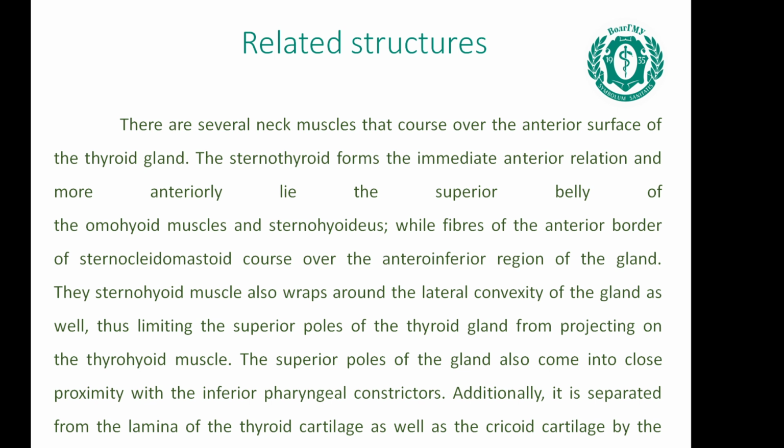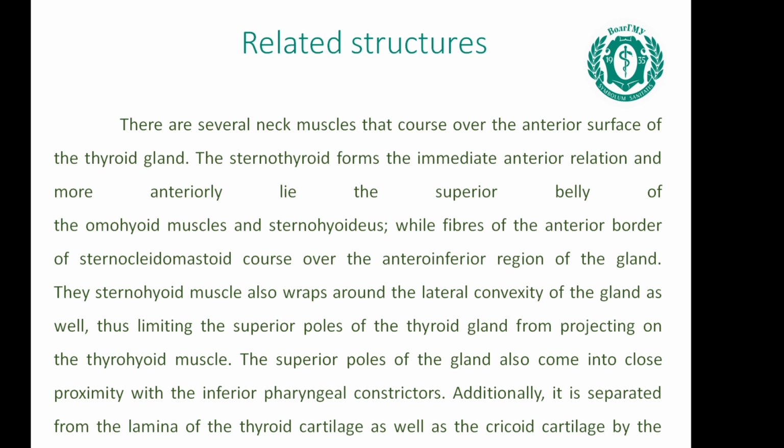There are several neck muscles that course over the anterior surface of the thyroid gland. The sternothyroid forms the intermediate anterior relation, and more anteriorly lie the superior belly of the omohyoid muscles and sternohyoideus, while fibers of the anterior body of sternocleidomastoid course over the anterior-inferior region of the gland. The sternohyoid muscle also wraps around the lateral convexity of the gland as well, thus limiting the superior poles of the thyroid gland from projecting on the thyrohyoid muscle.